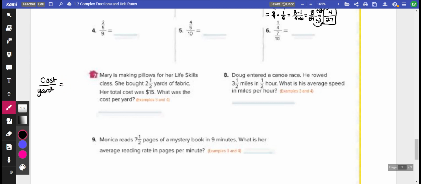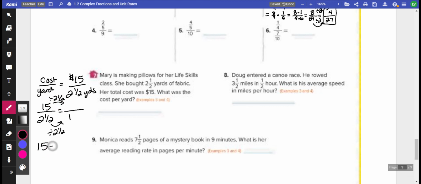Well, the cost right now is $15. And the number of yards you have is 2.5. So I'm going to take out the labels. So 15 divided by 2.5. Again, I want it to be a denominator of 1. So to get from 2.5 to 1, I have to divide by 2.5. Whatever I do to the denominator, I have to do to the numerator. So I'm going to rewrite that as 15 divided by 2.5.